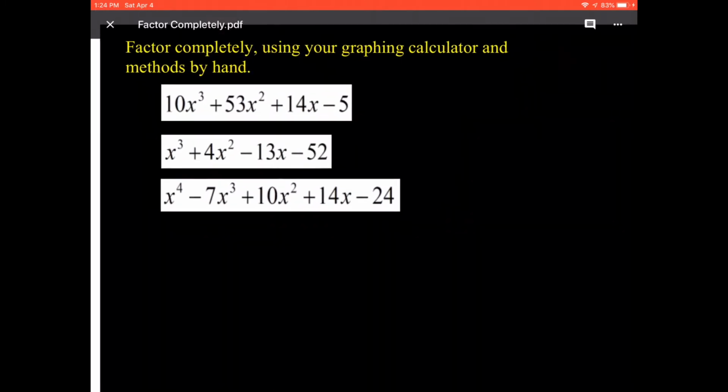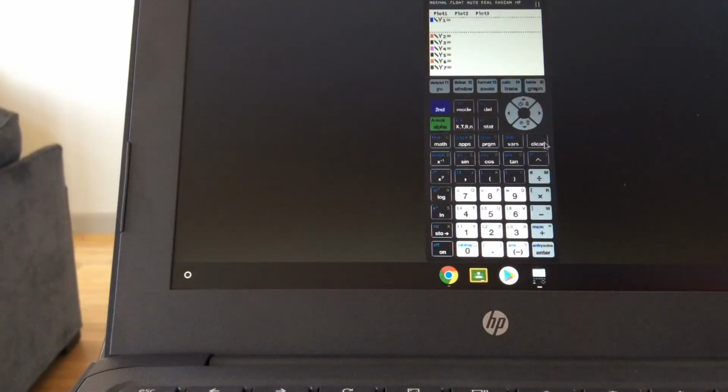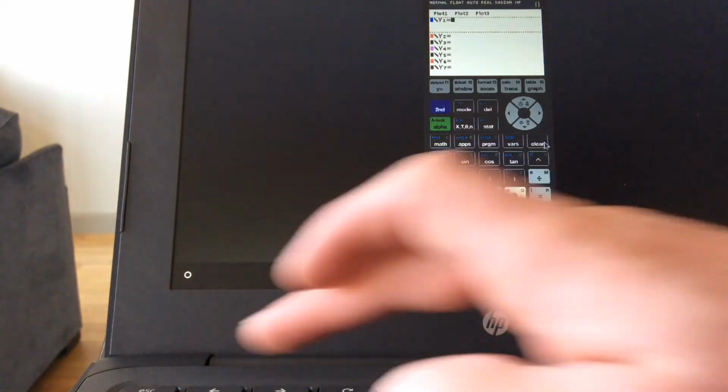All right, so our directions again are to factor completely, using your calculator and methods by hand. With that very first one there, 10x cubed, if we took a look at that, there's not a GCF that we could factor out of everything. Again, no methods that we've talked about by hand that would help us, so we're going to start with our calculator. So let's go ahead and graph our polynomial.